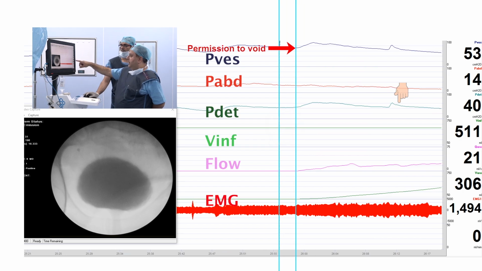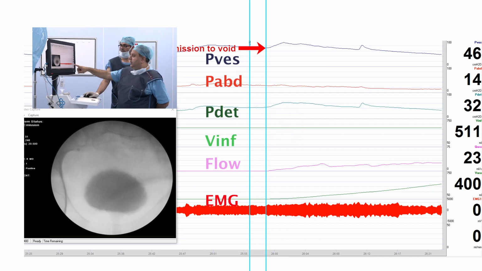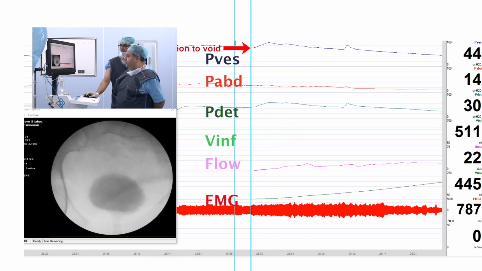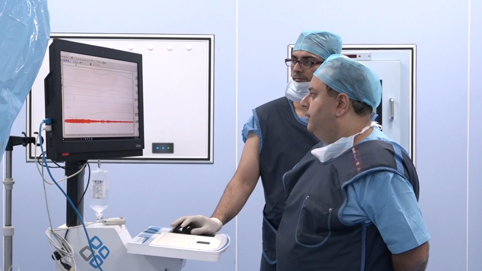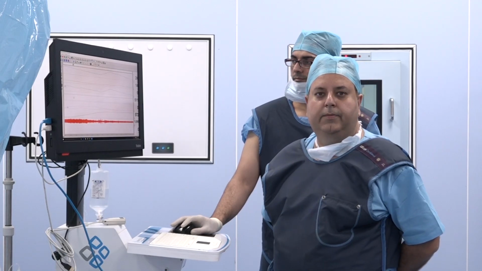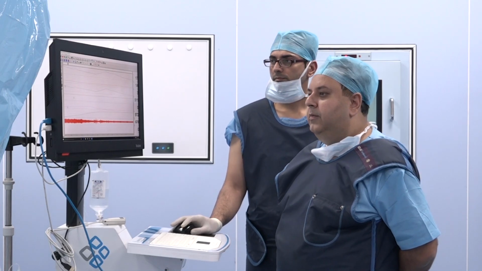The abdomen is flat. The patient has a good flow, and the EMG is not totally relaxed. We can see that the patient has totally emptied his bladder. We will now ask the patient to cough again to check for the quality signal. Please cough.